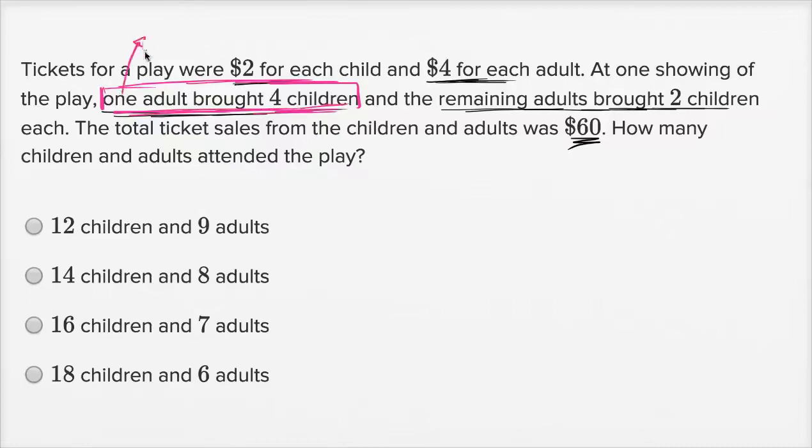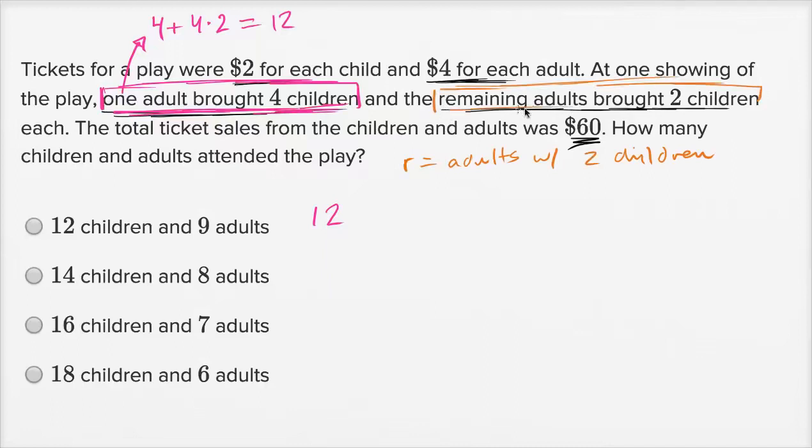Well, that one adult is going to spend $4 for their own ticket, and then 4 children at $2 each. So plus 4 children times $2 per child. This is going to be $8 on the children's tickets plus $4 on theirs. They're going to spend $12. And then there's some remaining number of adults that brought 2 children. Let's set R as the number of adults with 2 children. That's R.